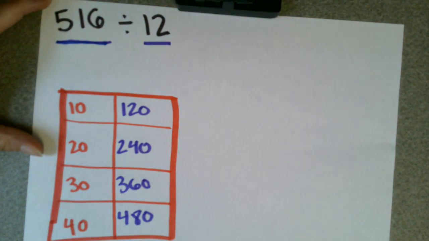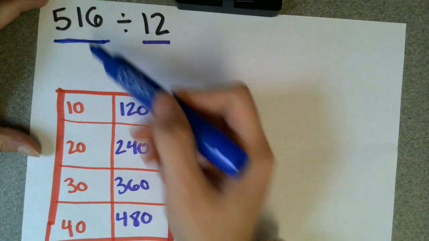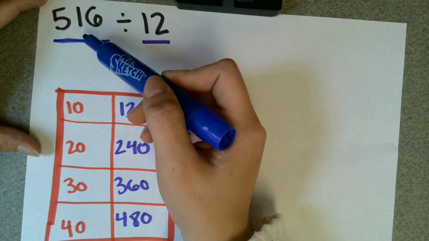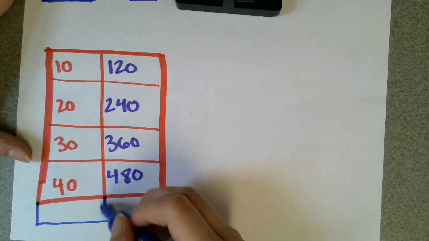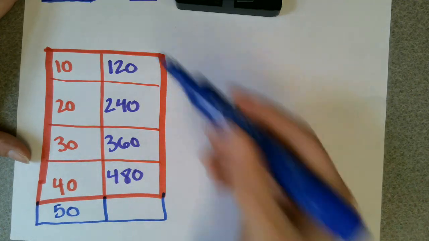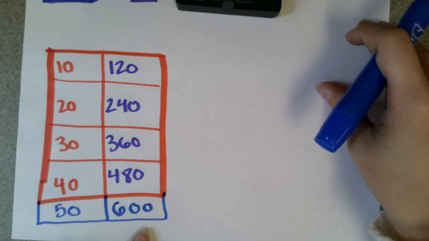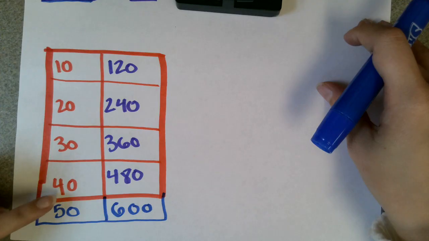So we have 516 as our dividend, and we look at our multiples of 10 and the answers that we got when we multiplied, and we can see that 516 is not on our table yet because 480 is not bigger than 516. So we're going to add another multiple of 10. We draw another box and add 50, and 50 times 12 would be 600. Now 600 is bigger than 516, which is our dividend. So we know that 516 can fit between the multiples of 10 of 40 and 50.